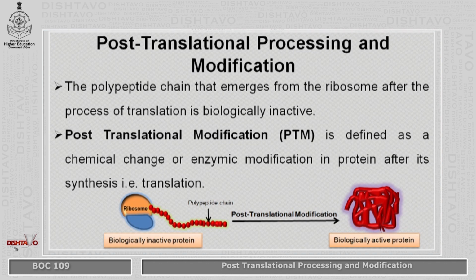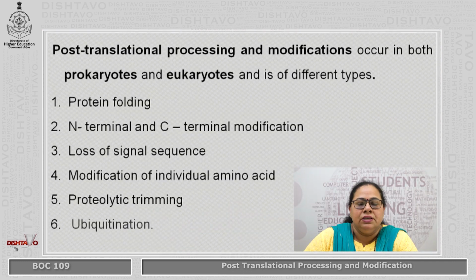The polypeptide chain that emerges from the ribosome after the process of translation is biologically inactive. This biologically inactive protein undergoes post-translational processing and modification to give rise to a biologically active protein. Post-translational modification, abbreviated as PTM, is defined as chemical change or enzymic modification in proteins after its synthesis, that is translation.